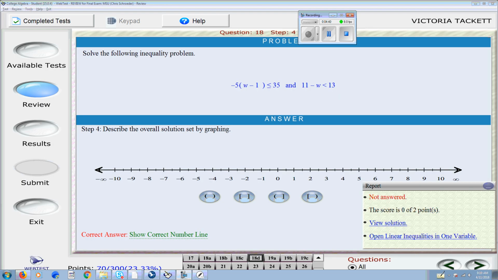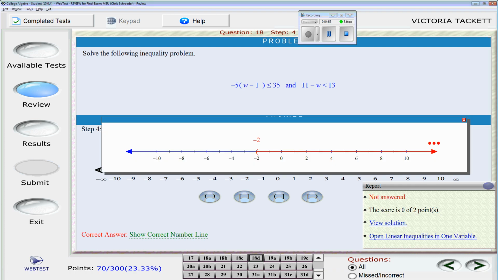On part 4 of this question, it asks us to describe the overall solution set by graphing. Paying attention to the fact that we have a curvy bracket on the negative 2, we would choose curvy bracket and curvy bracket here. Here's the correct answer. And you also have to choose a curvy bracket to be able to shade all the way to infinity on this number line. We know that, right? Okay.